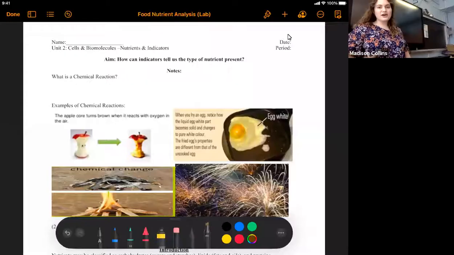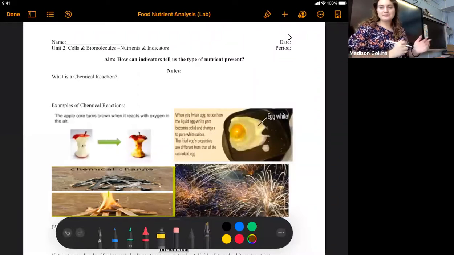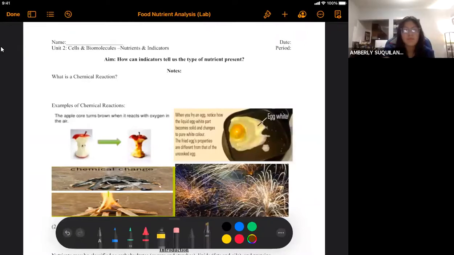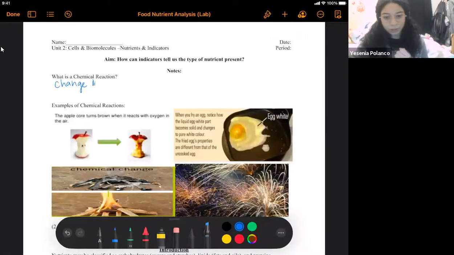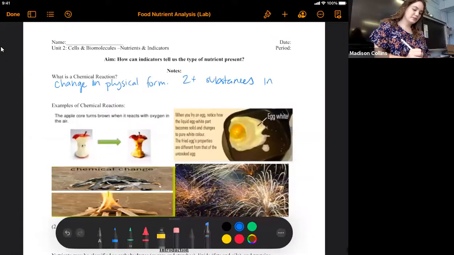Can I have one lovely volunteer tell me, what is a chemical reaction? What did we write down? I put a chemical reaction is something that changes, and it might change in its physical form. Okay, so we see a change in physical form. I like that. I said a chemical reaction is a process in which two or more substances interact and something changes, but it can't be reversed. Perfect. So two or more substances interact and change, and it can't be reversed.